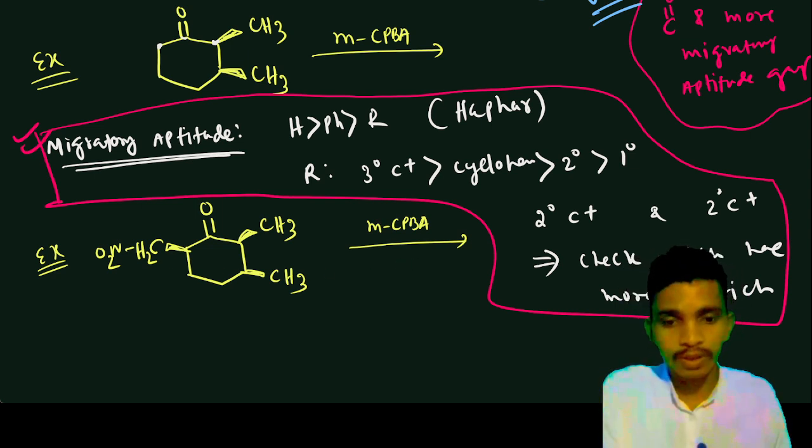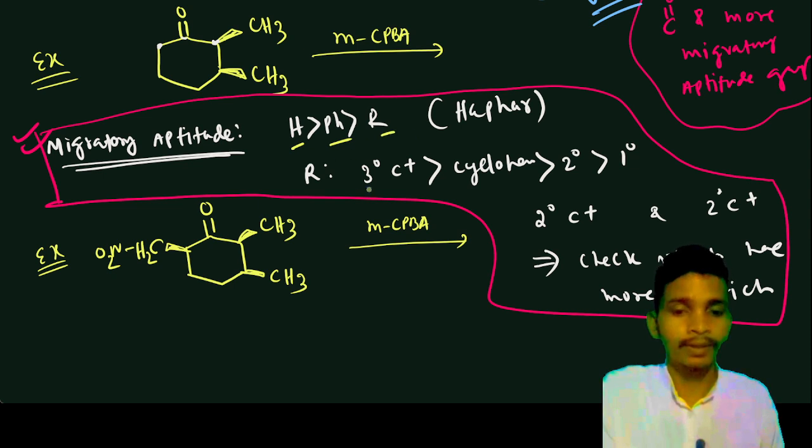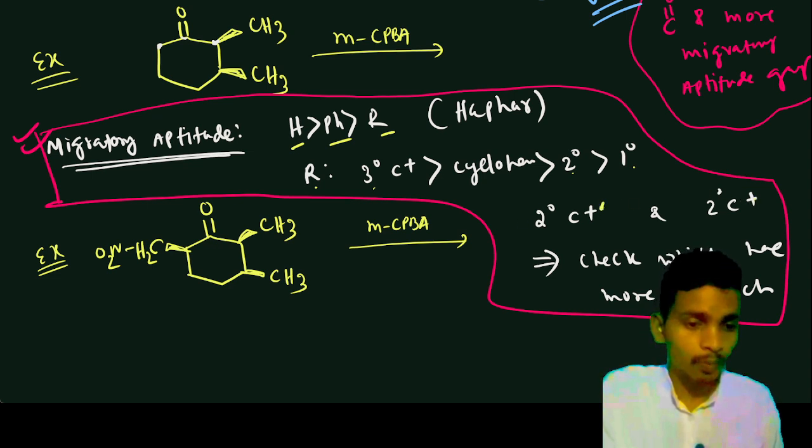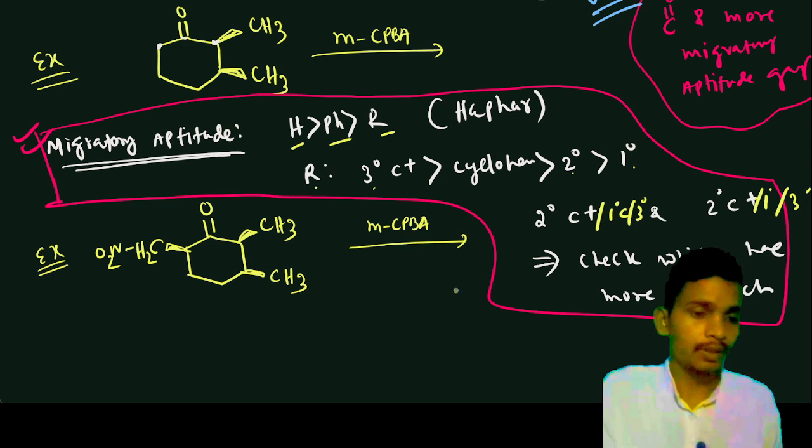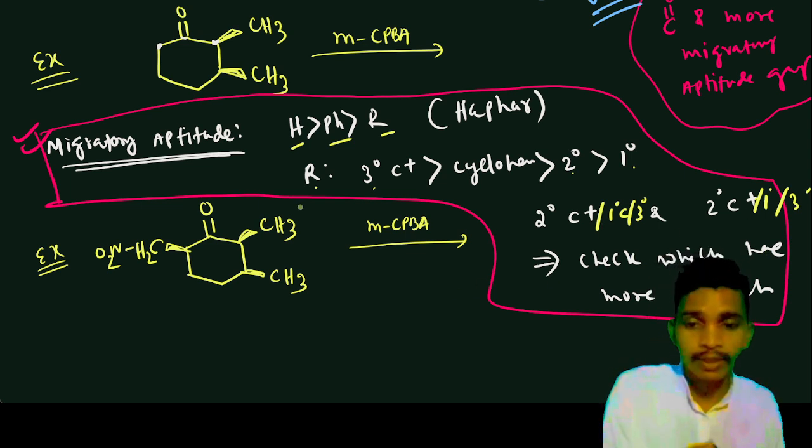First, hydrogen, then phenyl, then ring. If both are alkyl groups, then 3-degree, then cyclo groups, then 2-degree, then 1-degree. Now, if both are 2-degree carbocations, or both are 1-degree, or both are 3-degree carbocations, then we should check which is more electron rich. Likewise, we will check the migratory aptitudes.